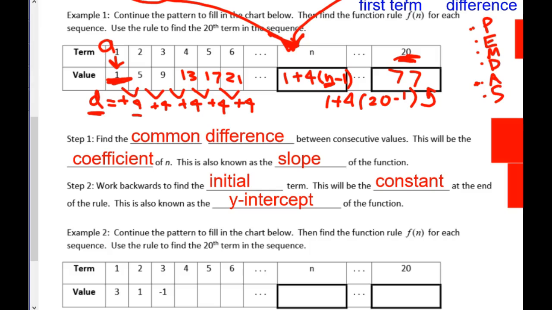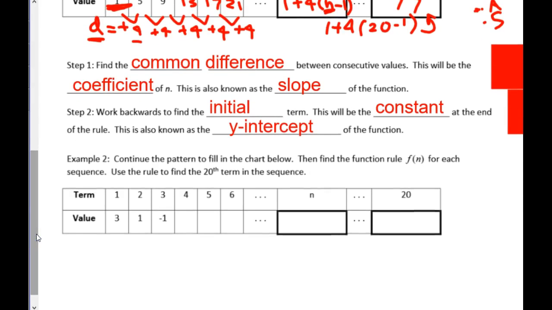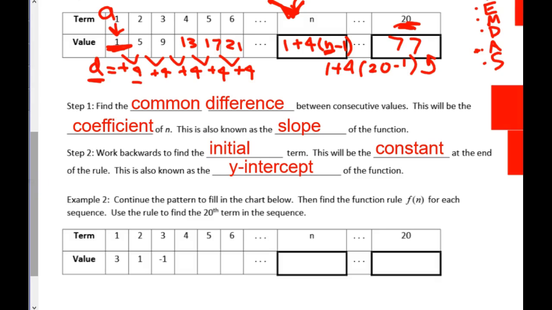All right, let's do example 2. First thing I need to find is A1. So what's A1? Yeah, A1 is 3. Now, to get from 3 down to 1, what's happening? Minus 2. Does everyone see why it's subtracting? Because we're going down, and then we're going down. So 1 to negative 1 is also minus 2. Negative 1 minus 2 is negative 3. Negative 3 minus 2, negative 5. Minus 2, negative 7.